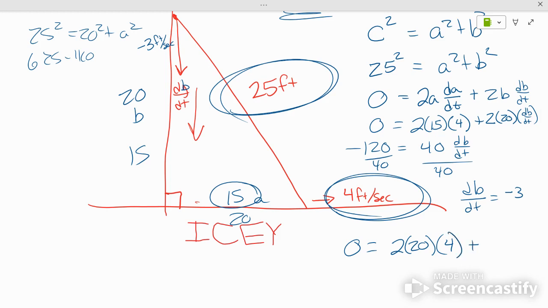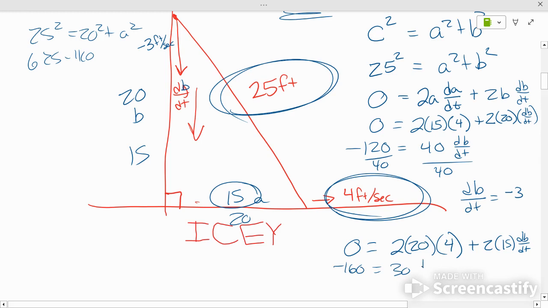But my speed of falling is going to speed up. So what will that be? 2 times 15 times dB/dt. So 2 times 20 is 40, times 4 is 160, so I'm at negative 160 equals 30 dB/dt. Divide by 30.